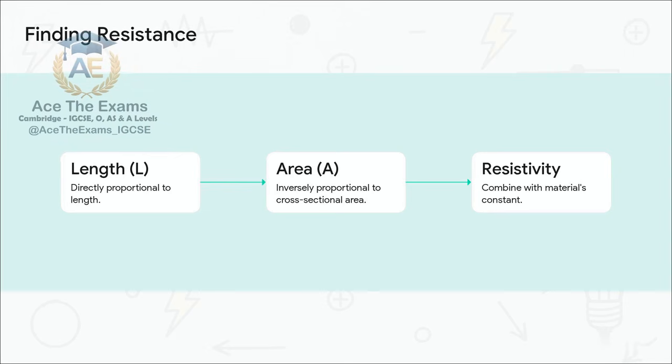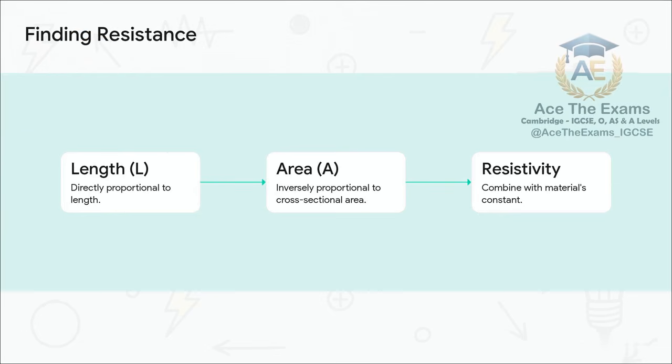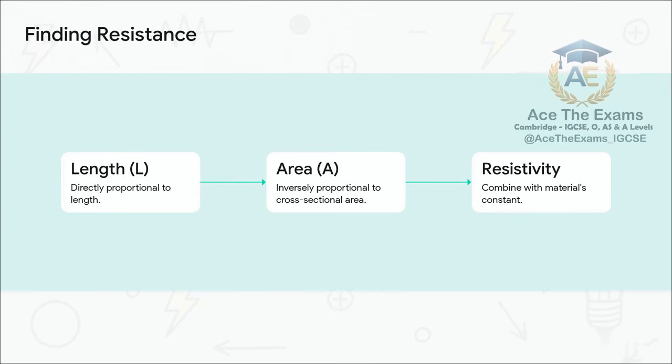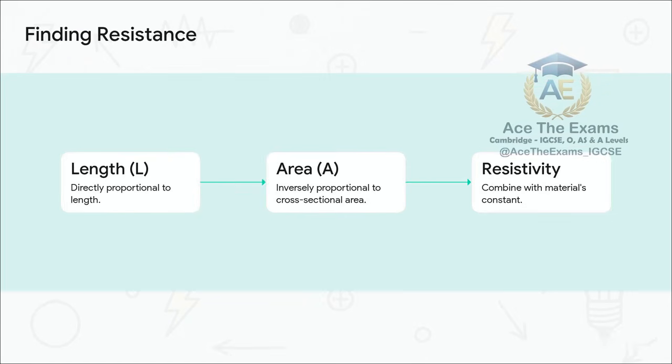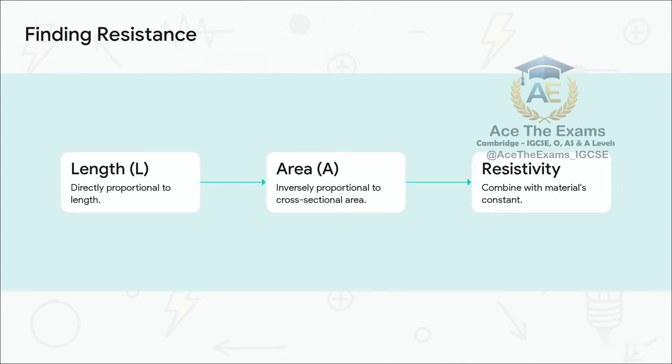Step 2. Resistance is inversely proportional to cross-sectional area, represented by A. A wider wire is like adding more lanes to a highway. It provides a wider path, easing the congestion and allowing the flow to happen more easily. Wider wire, lower resistance.